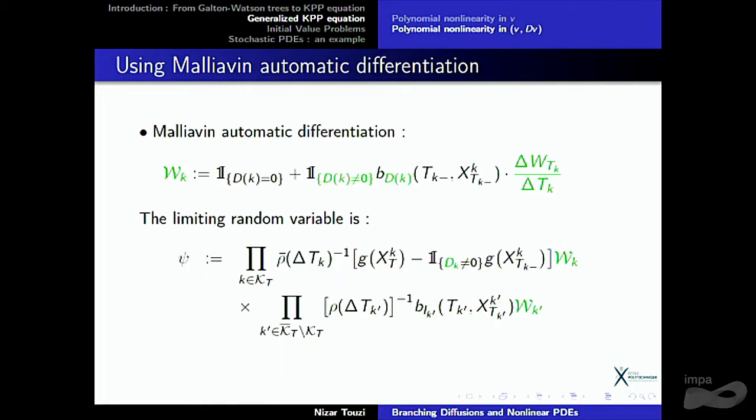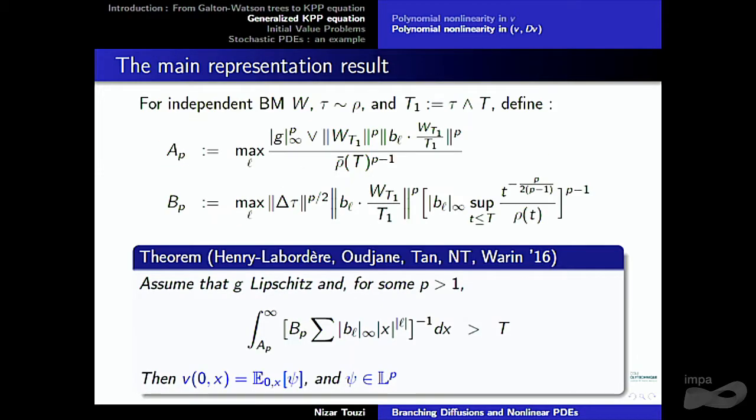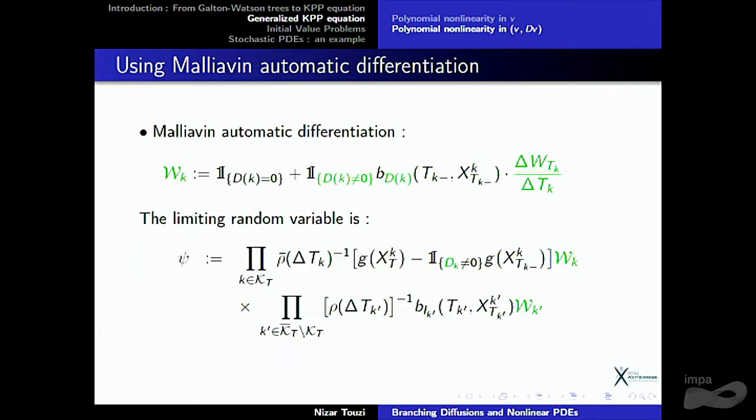formula which looks very much like before. Where is the formula? There, yes, this one. So this is 1 over rho bar times the final value g.